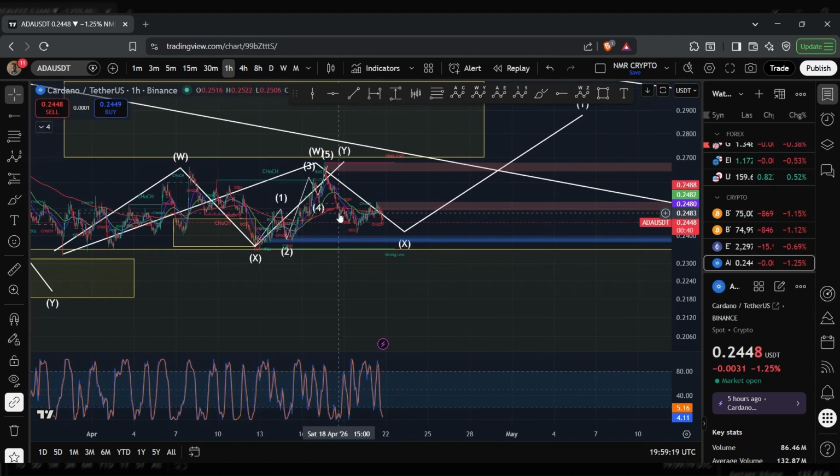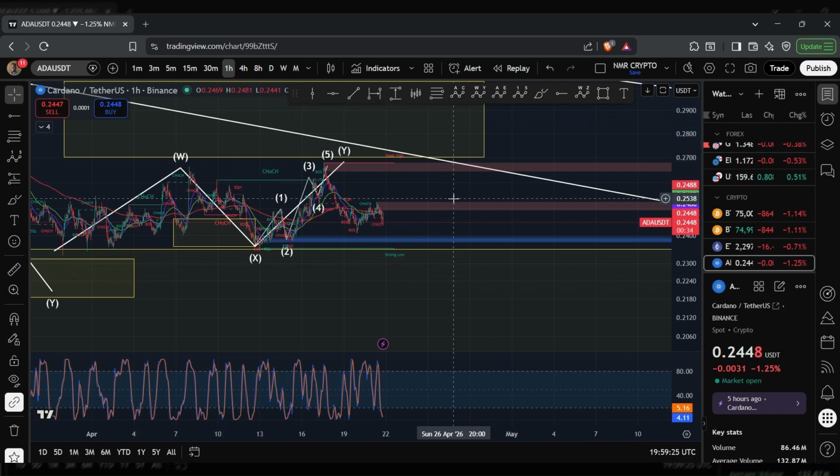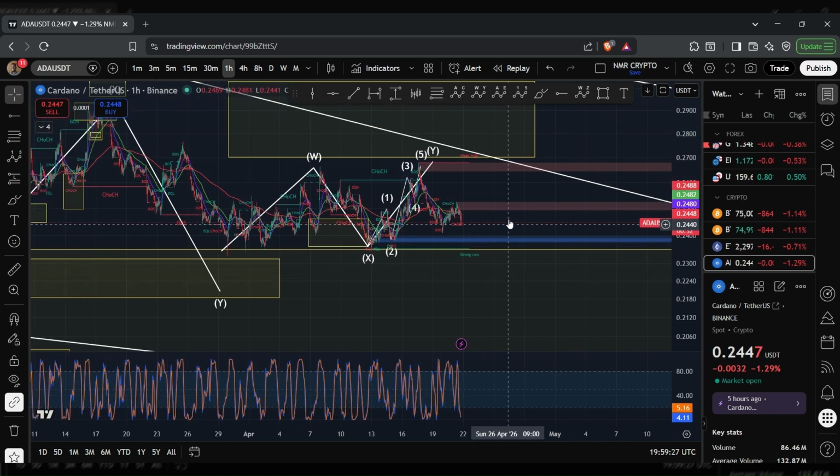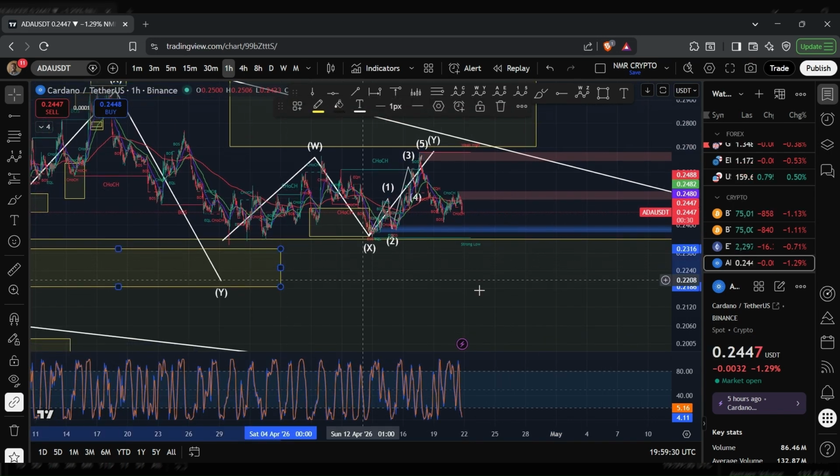However, if it just so happens that we ended up completing this uptrend, that could then fall in line with the price of ADA being bearish, and we could see a reversal, and the price of ADA then fall into this range between 21 to 23 cents. And so that's something I'm going to be looking out for in the days and weeks to come, and I will keep you guys updated.